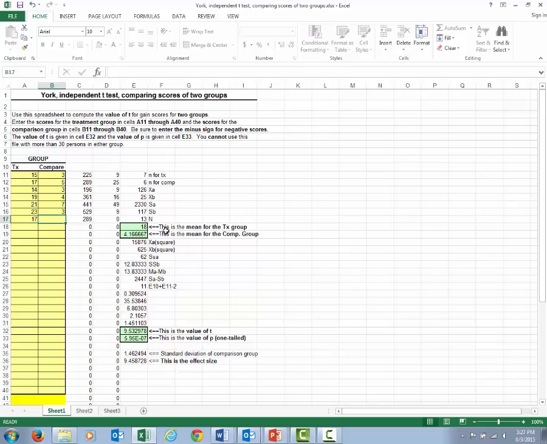The mean for the treatment group is shown here. 18 is the mean gain score for the treatment group. The mean gain score for the comparison group is only 4.1667. Obviously, the treatment group had a better mean gain score. Question becomes, is this a statistically significant difference in scores?